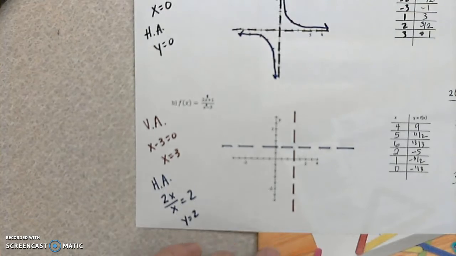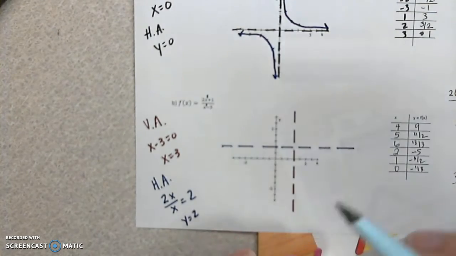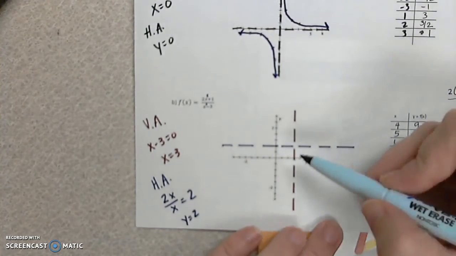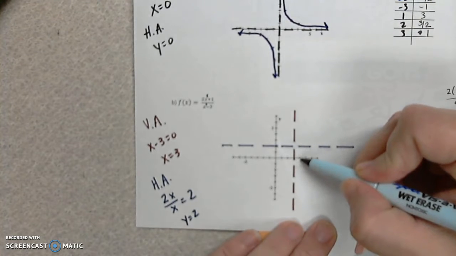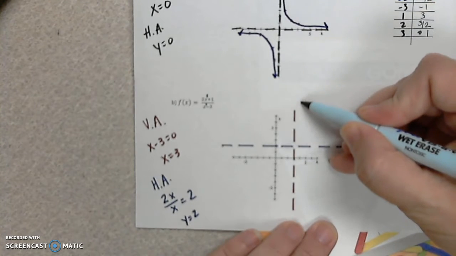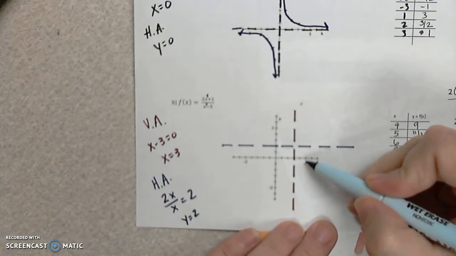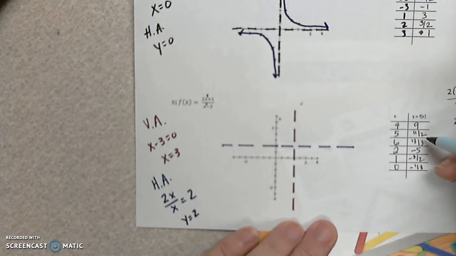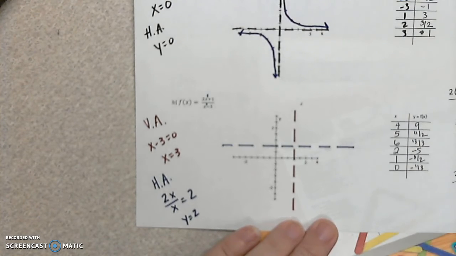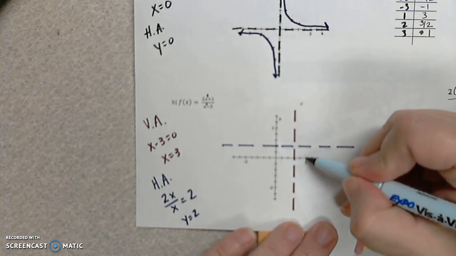Alright, so let's go through and get our points here. Alright, so 4, 9, so I'm going to go to 4, and then somewhere up here is 9, and then 5 is 11 halves, or that's 2 going to 11 5 times.